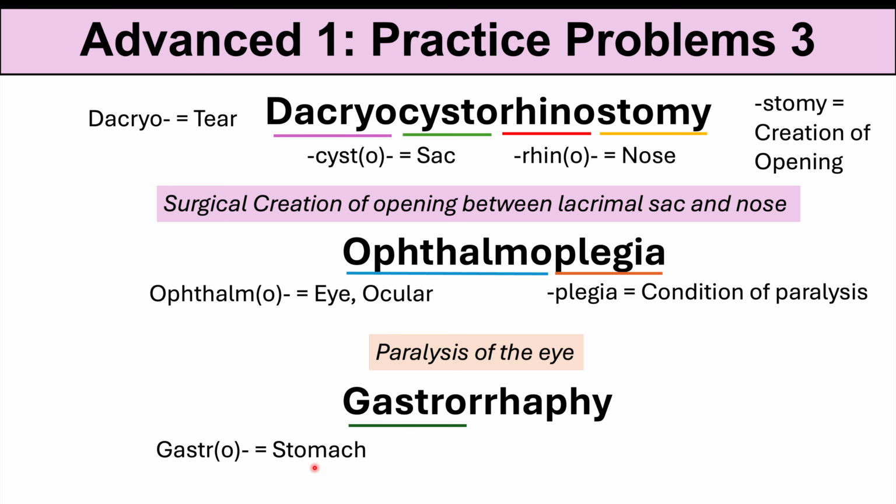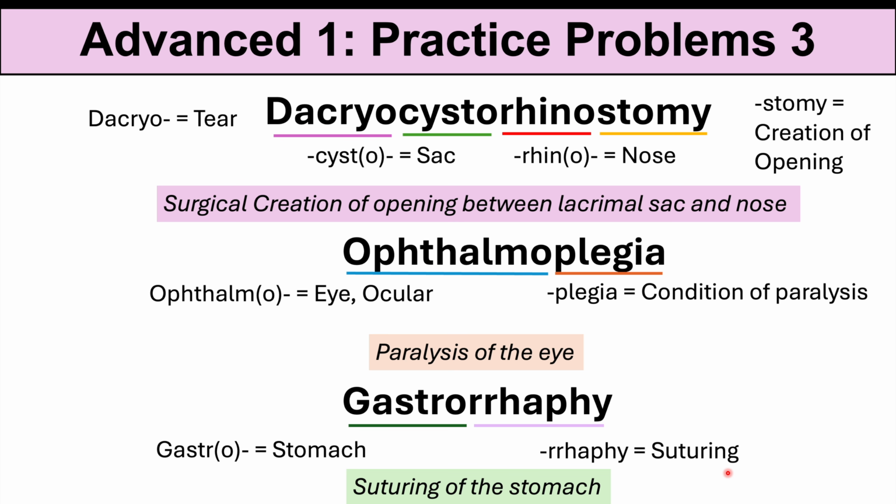You can think of the gastrectomy or gastric cancer. So all of those refer to the stomach. And that suffix raphy refers to suturing. So gastrorrhaphy is a suturing of the stomach.